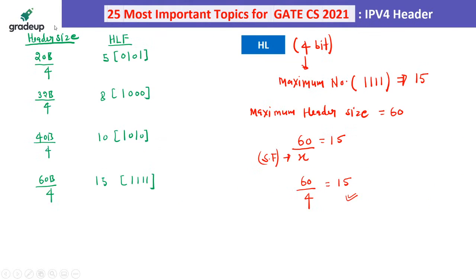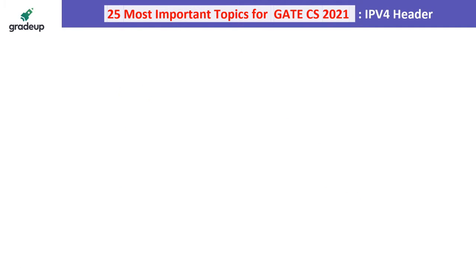Here I have taken all the numbers in such a way that these are divisible by 4 exactly: 20 divided by 4, 32, 40, 60. Sir, what happened here if it is not a multiple of 4? Very good question, guys. Sanjay has asked a very good question.